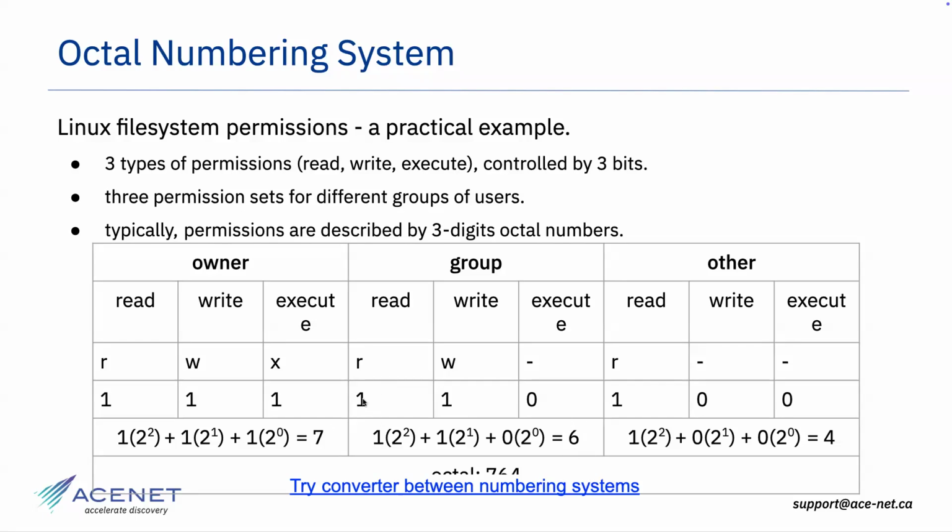It's 2 to the power 2 plus 2 to the power 1. 4 plus 2, 6. And if you want read-only permission, that will be 2 to the power 2, which equals 4. Because each binary triplet has 8 values in the range of 0 to 7, it's very convenient to present it with a single octal number.